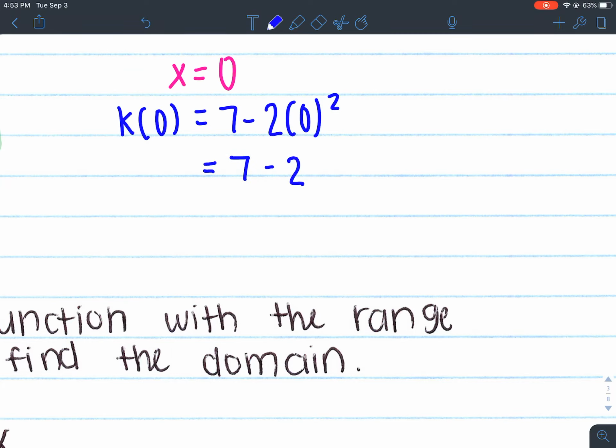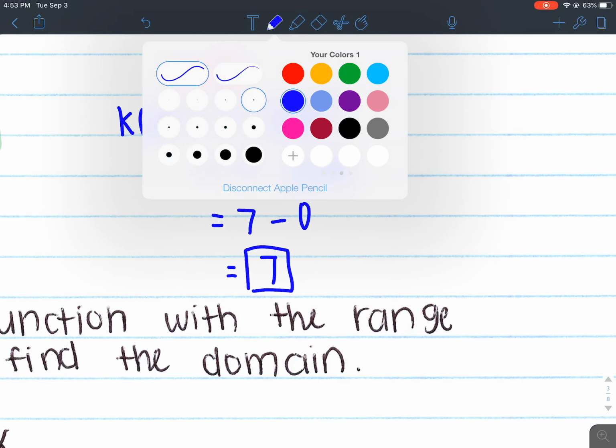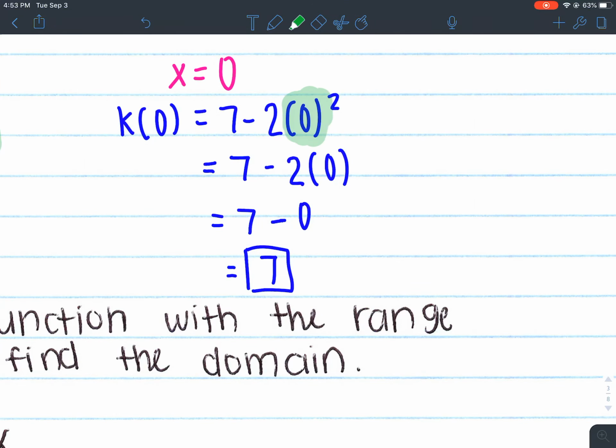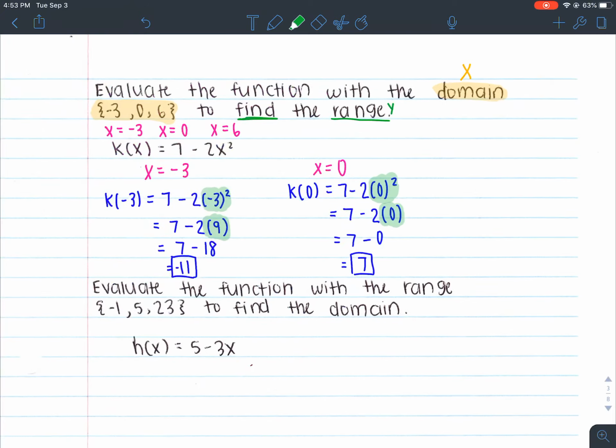7 minus 2, well, 0 squared is 0. Okay? And then negative 2 times 0 is just 0. So this is really 7 minus 0, which is 7. And this step right here isn't really necessary, but if you want to write that, then you can go ahead. Not going to judge, you know. All right, let me highlight right here so we know where that came from.